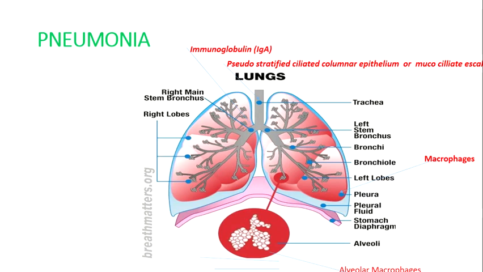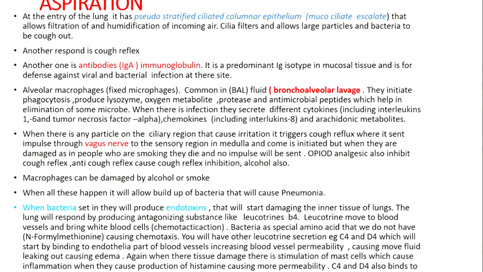So let's move on. We have seen that pseudostratified ciliated columnar epithelium allows filtration and humidification because of the presence of cilia. But when these are destroyed, they allow particles to enter your lung. You should also know about the cough reflex when there are any particles inside your cilia.